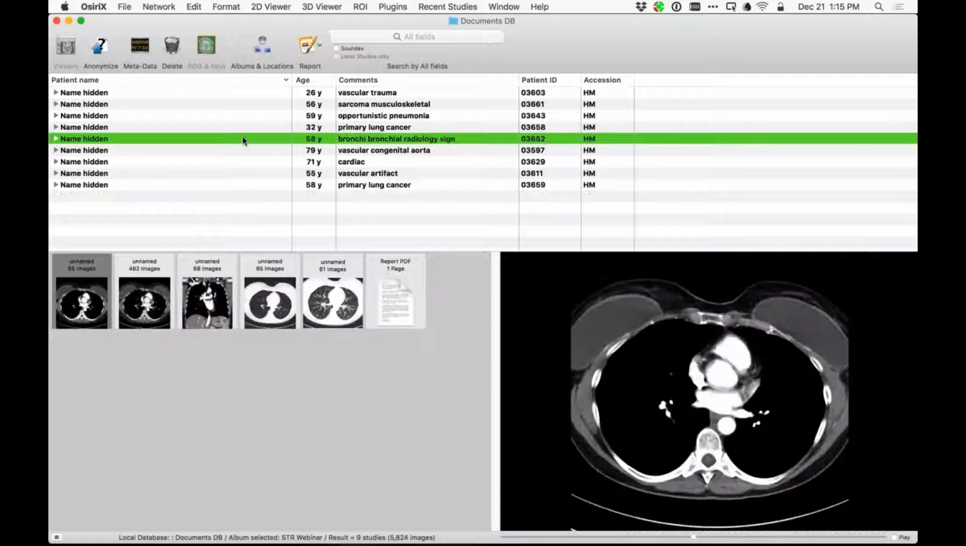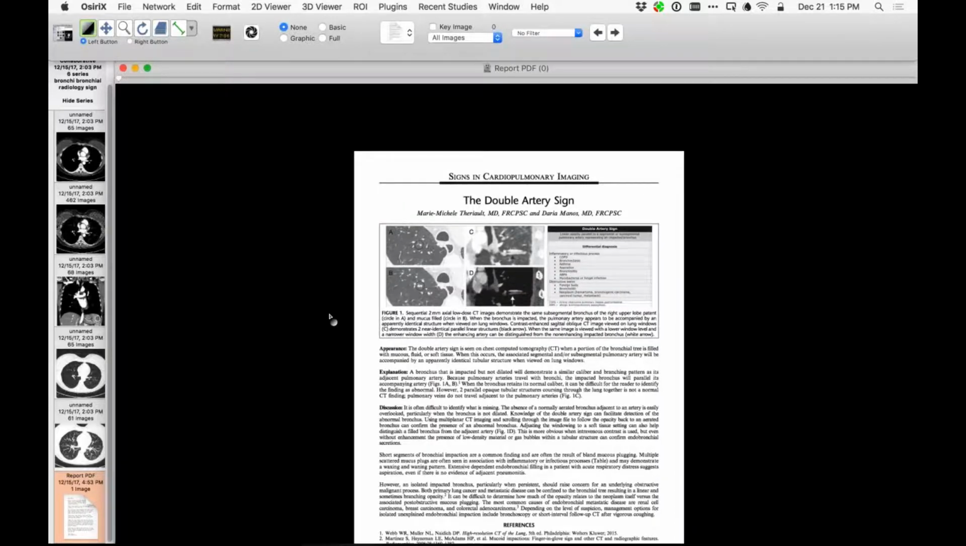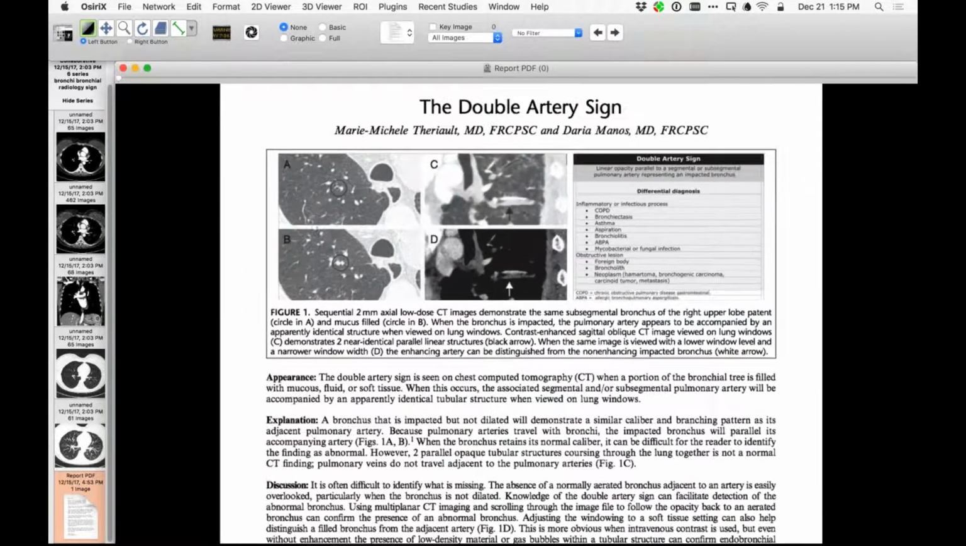Let me show you a nice example of a sign that was published relatively recently. I've seen this before, but in the JTI, they published this double artery sign. So I'm going to show that to you. I'll just make this a little bit bigger. I've seen this before, I'm sure we all have. I never thought to give it this name necessarily, but it's the idea that on CT, you see adjacent to a vessel, another tube, exactly like it, but adjacent to it, just like that. And they call that the double artery sign.